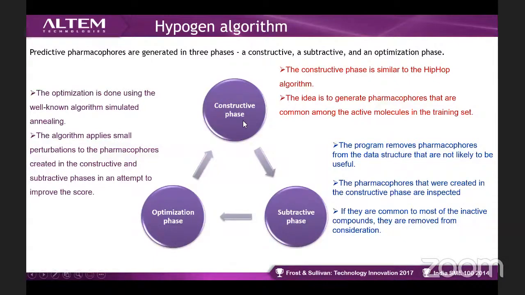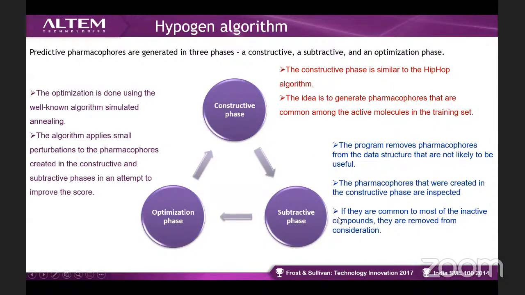Let me say you have one particular molecule with 3 features: an acceptor is present, a donor is present, and a hydrophobic is present. An inactive molecule is trying to match with my active molecule's hydrophobic region. So in the subtractive phase, it will try to delete that particular feature. It removes a pharmacophore from the data structure that is not likely to be useful. Or it will inspect the pharmacophore from the constructive phase: if any inactive molecule matches it, it will remove that pharmacophore. That is what it does in the subtractive phase.